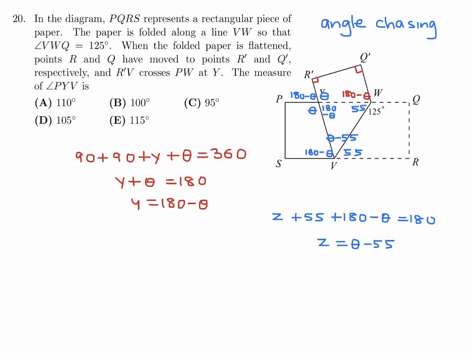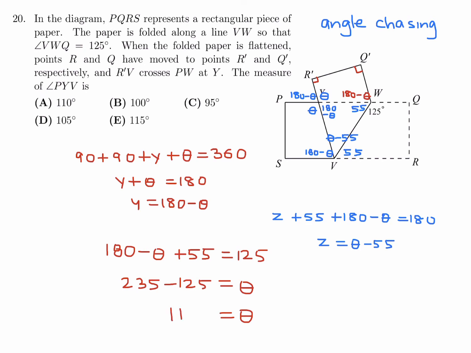Now the final step is to recognize that when this is folded, this angle, which is 125, is the same as this angle, because it's essentially the same thing. That angle is the same as this angle. And therefore 180 minus theta plus 55 is equal to 125. And therefore this looks like theta is equal to 235 minus 125, and therefore theta is 110. So number 20, the answer is 8.